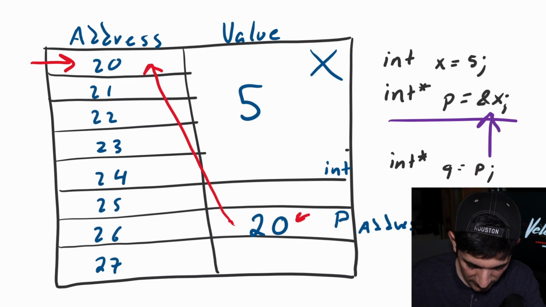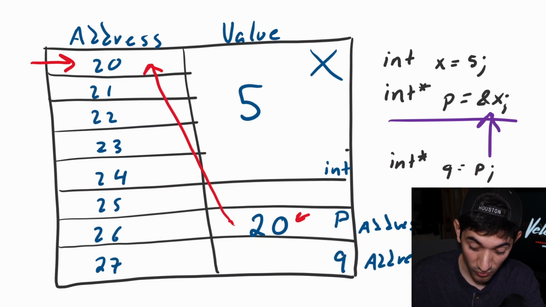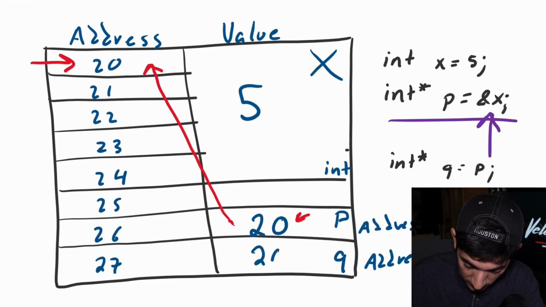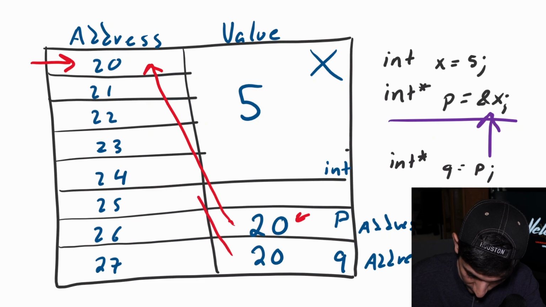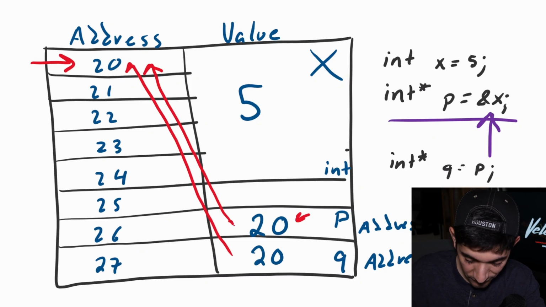And since we don't have space, I'm just going to put q at the bottom. So this is q, which is going to be an address data type as well. And the value of it is going to be what? It's going to be 20. And that 20 also points to the same location. So you can have many pointers pointing to the same address. All of them just going to 5, going to x. And that's beautiful, right? You don't have to do anything else.